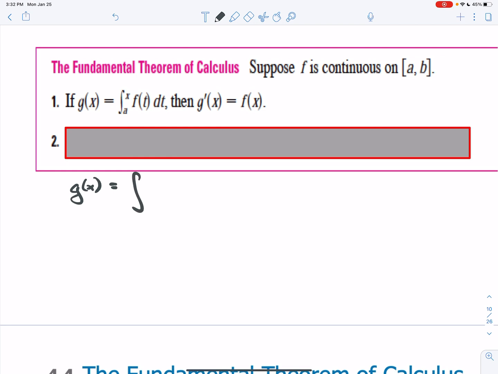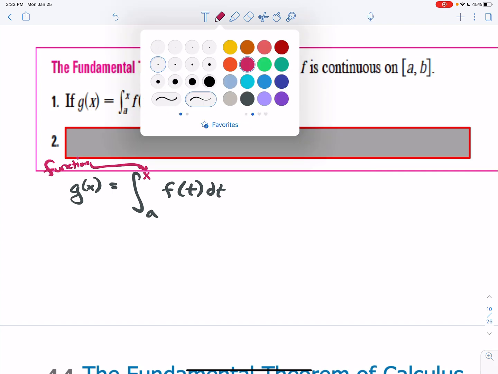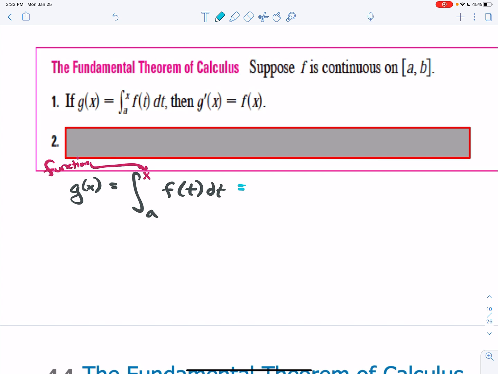But let's say we were integrating from some number a of a function. Now, don't worry about the t. t is just a variable, what we call a dummy variable. But your upper bound is a function. And I'm going to write that in there. Your upper bound is a function, all right? So let's take a look at that integral based on our fundamental theorem of calculus, okay?